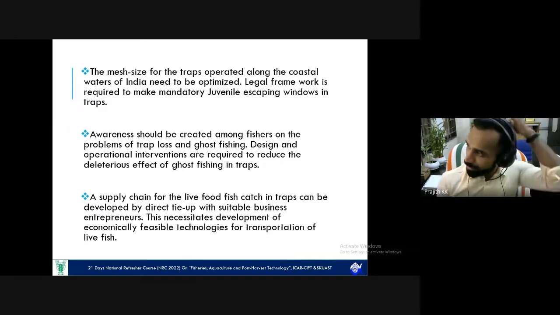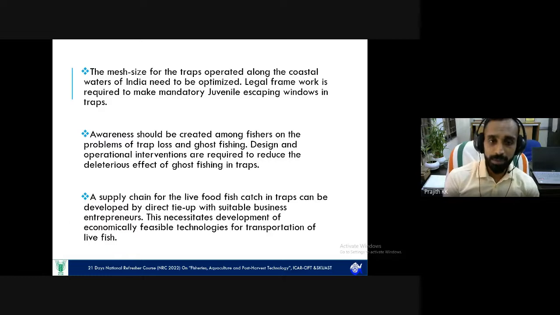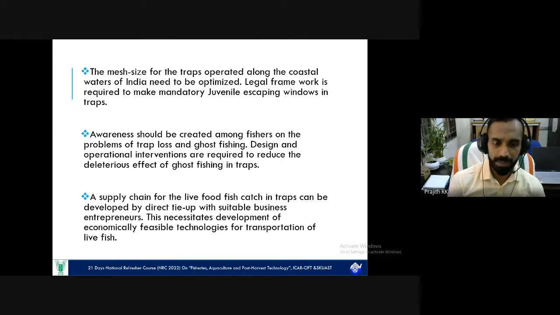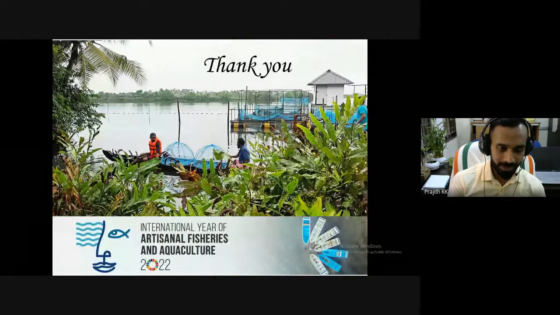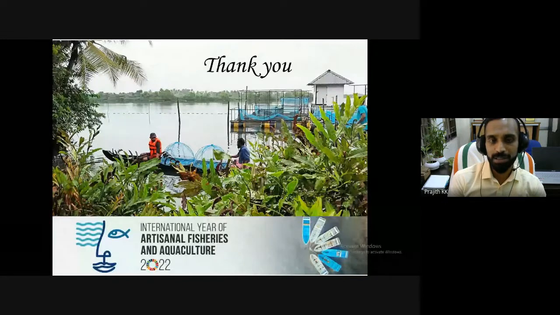Then a supply chain, we told that there is a market tie-up where a supply chain can be made with suitable agencies, like harvesting of live fish, transporting the live fish and directly marketing to some big companies or a new firm, which can increase the profit of the fishermen. This much only. So we are promoting energy efficient fishing systems, like traps, then passive fishing gear. This year is being celebrated as the International Year of Artisanal Fisheries and Aquaculture. So CIFT is also engaged in promoting energy efficient passive fishing gear, both in inland and the mechanized sector.